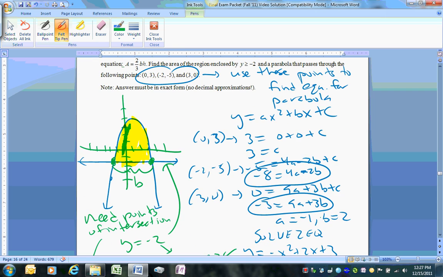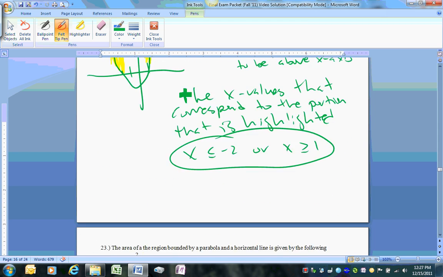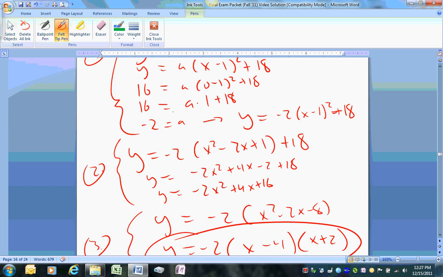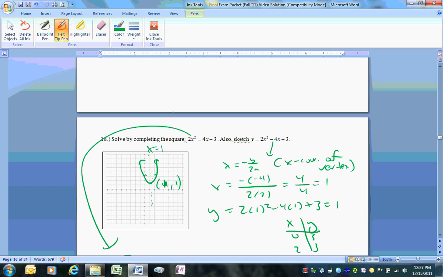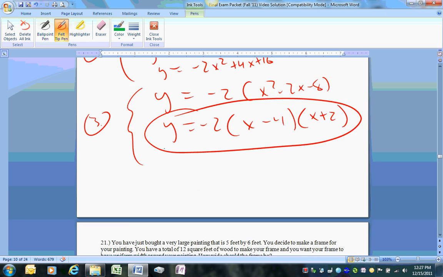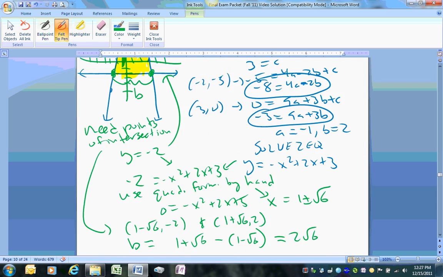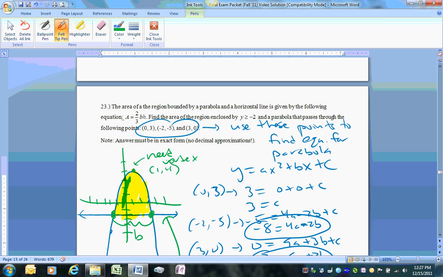The height, we need the vertex. That'll be (1, 4). You guys should already know how to find the vertex all the way from number 18. We talked about it right there, so I'm not going to explain how to do that. You can also use a calculator. You can use the second trace, max. You can find that as well.